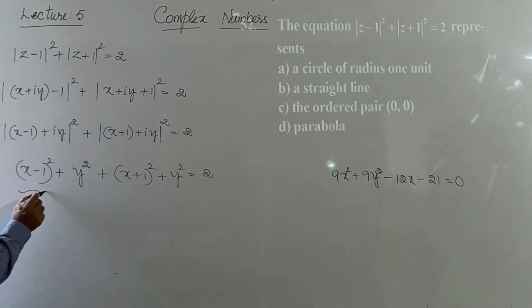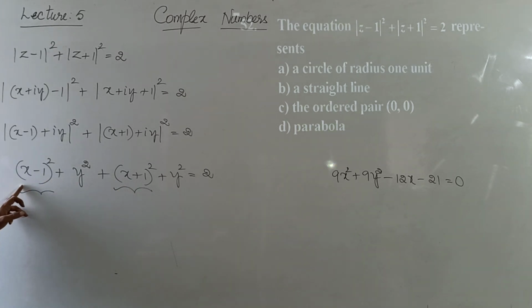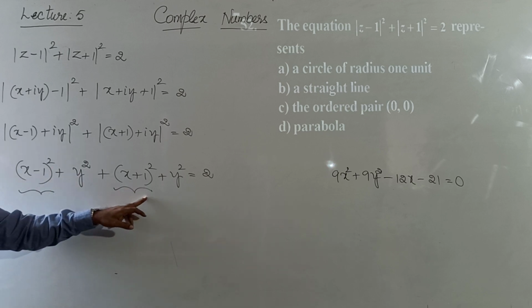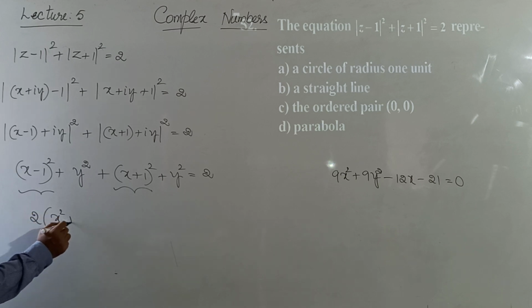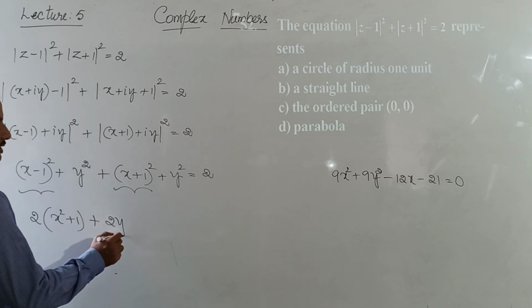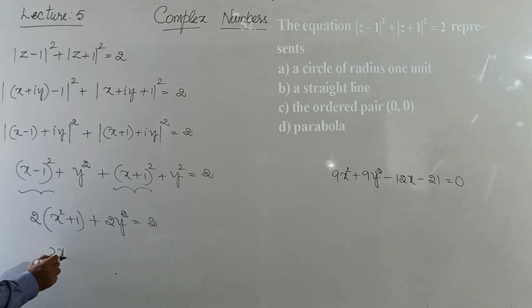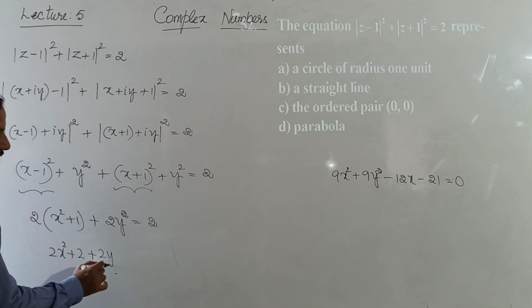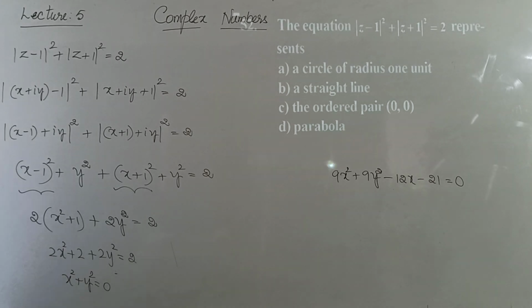Expand this. Here when I add these two, this is a plus b whole square, this is a minus b whole square. A plus b whole square plus a minus b whole square will give you 2 into a square plus b square. So 2 into x square plus 1 plus 2y square is equal to 2. So you get 2x square plus 2 plus 2y square equal to 2. 2 gets cancelled. You can divide by 2. You get x square plus y square is equal to 0.